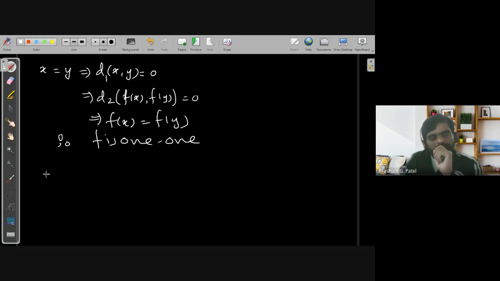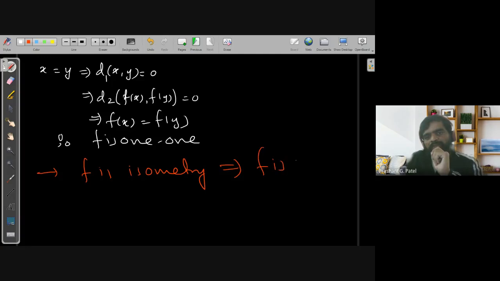So what we have proved here is that f is an isometry implies that f is one-one. Now the question is, what should be the relation between isometry and homeomorphism? Can I say that an isometry map is a homeomorphism?